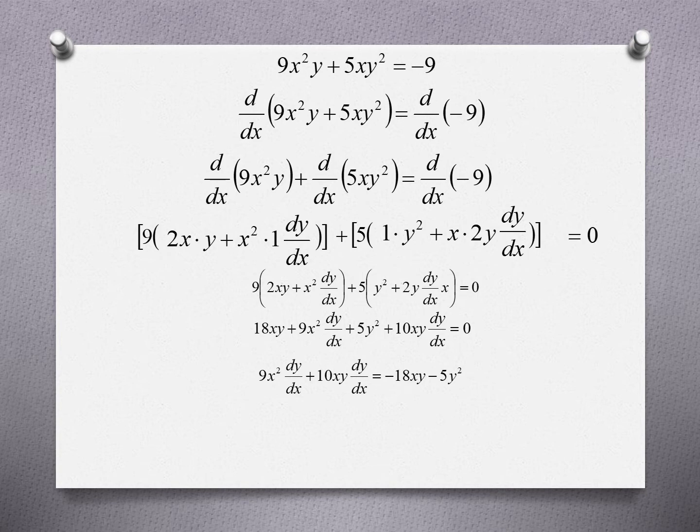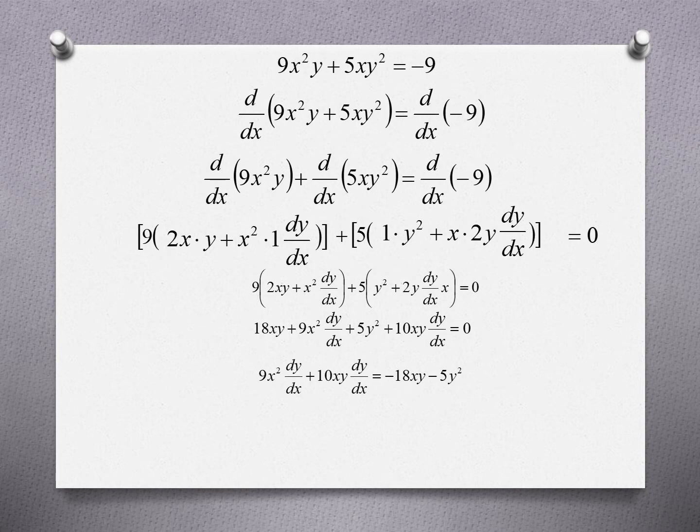And then in my next stage, I'm looking to solve. All I've done was simplify, then I combined my like terms, and now I'm looking to solve for dy dx, because that's what I want. I want dy dx, the derivative of this entire function. So in this next stage, I've subtracted 18xy from both sides of the equation, and I've subtracted 5y squared from both sides of the equation. That's all that has happened at this stage.